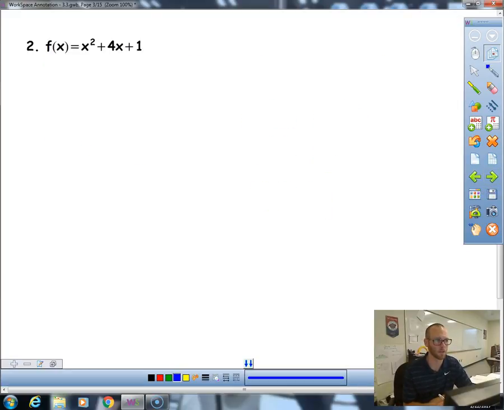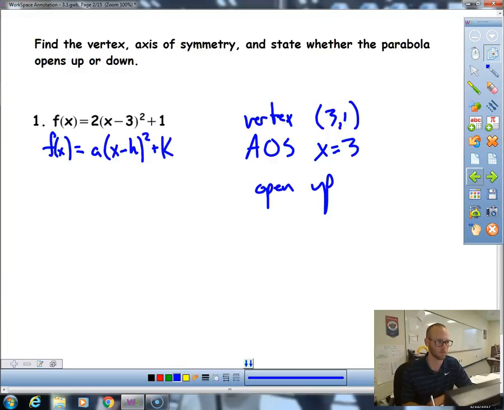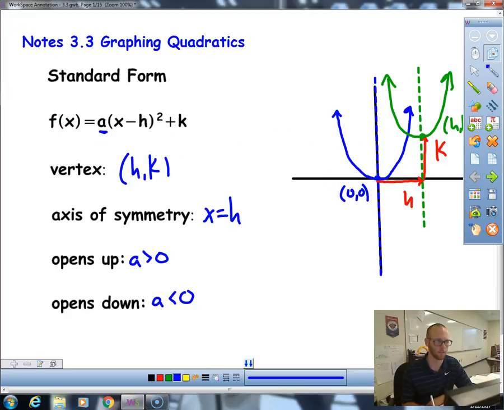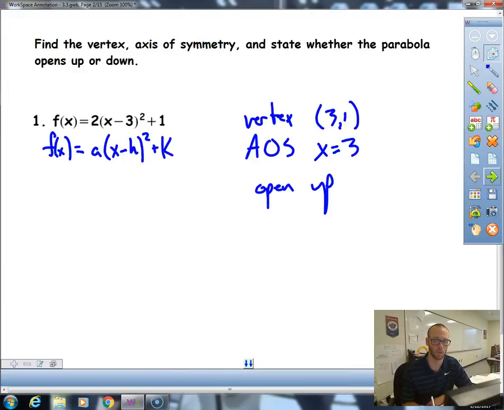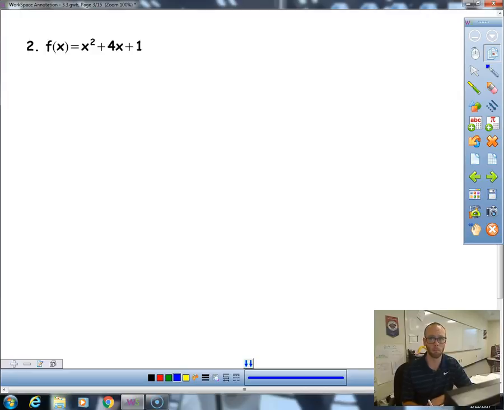f of x equals x squared plus 4x plus 1. Uh-oh. Doesn't look like that. Doesn't look like standard form. What are we going to do? Give up? No. Okay. I need to get this in standard form. How am I going to do that?